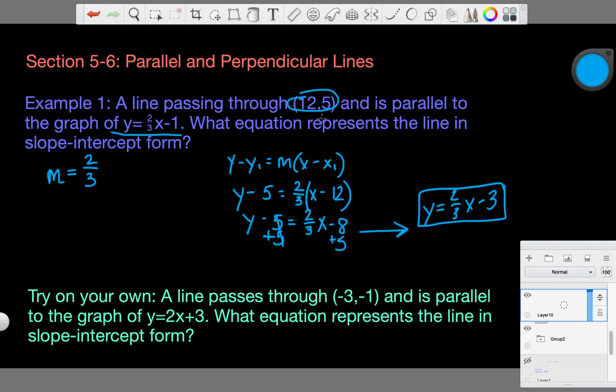And this is the equation of the line that's parallel to the line given that goes through the point (12, 5). So you guys are going to try the next one on your own. You're going to do the same exact thing. It says that it's parallel to this line y equals 2x plus 3, so you're going to use that slope of 2 and plug in this point (-3, -1) to figure out what your equation is.